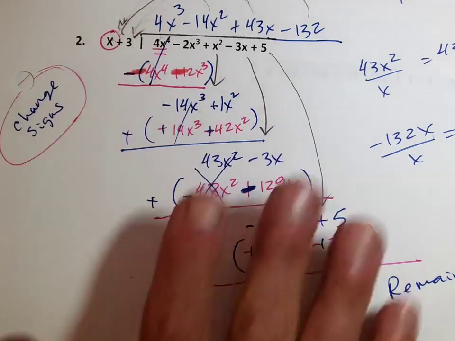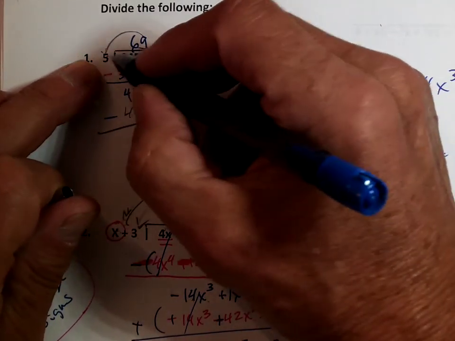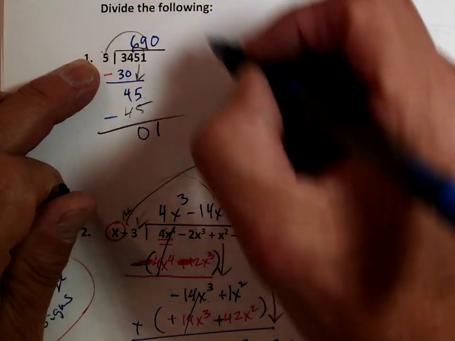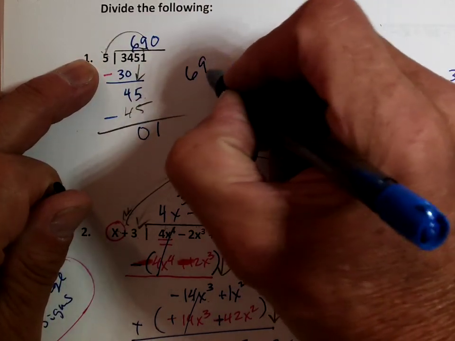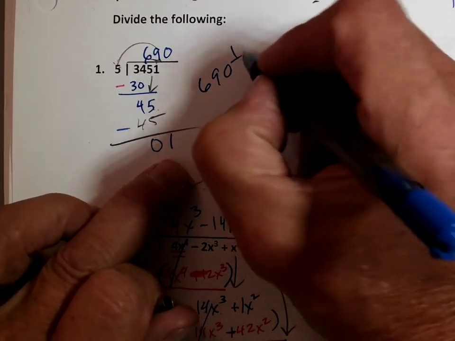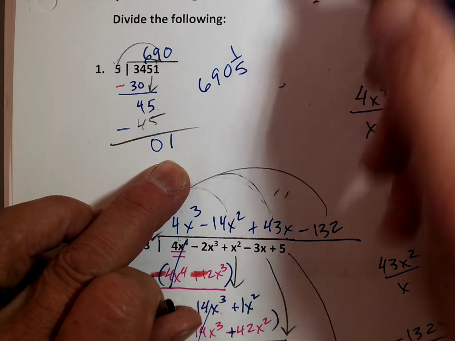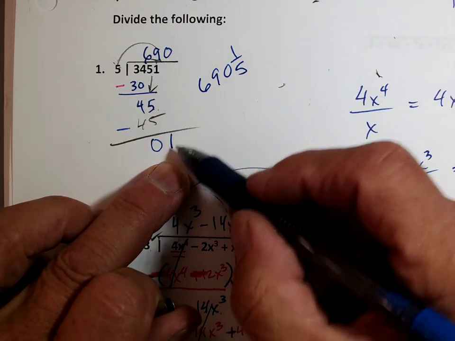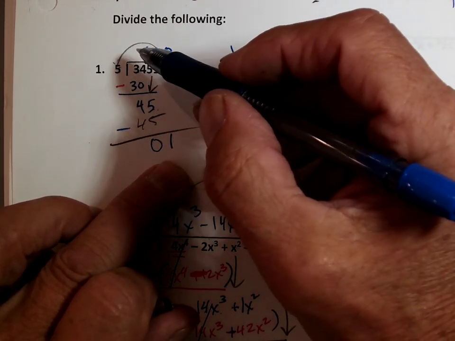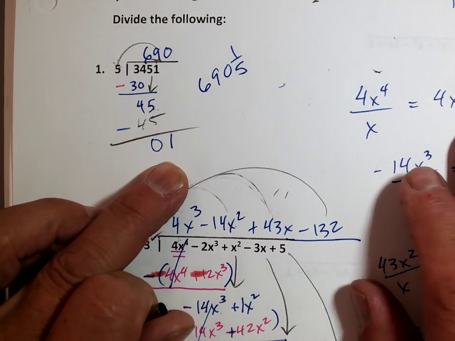Okay, so let me go back to this. If you bring down the 1, 5 goes into 1 0 times, and you'd say the answer is 690 and 1/5. Remember doing that? Here's what's left over out of 5. You don't remember doing that? Oh, we put a decimal and then we put a 0 down there. Well, that is one way. Yes, you can do that.